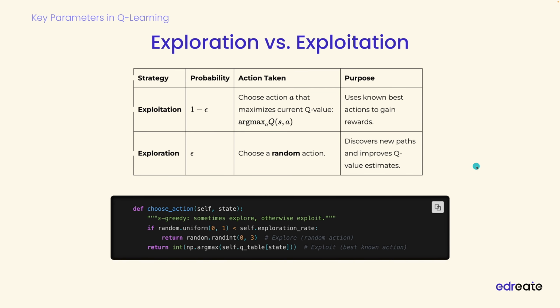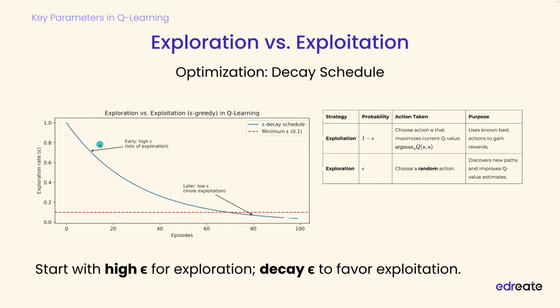This is how it looks in code. It's very simple. You pick a random number between 0 and 1, and if the number is smaller or bigger than your current exploration rate, you will explore, that is, take a random action, or exploit. Now, here also a good optimization strategy would be to use this with a decaying schedule. Initially, you do high exploration, and later, as you have learned more, exploit.